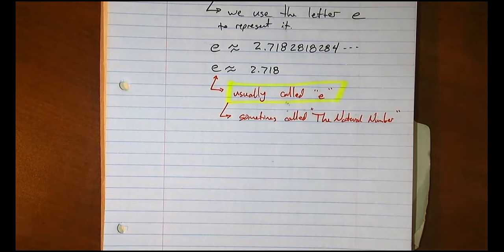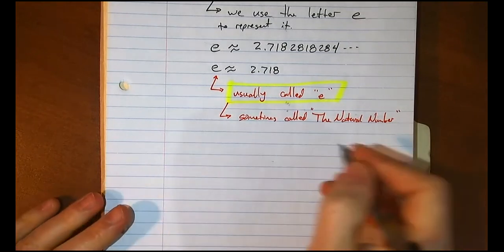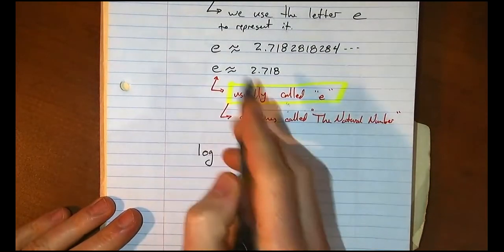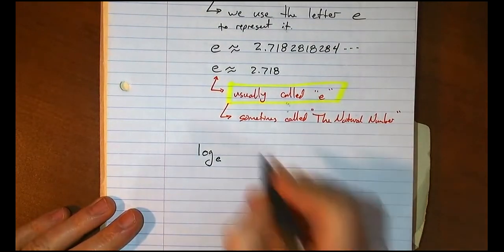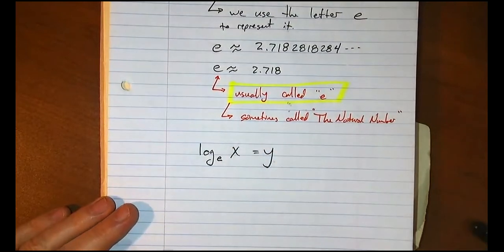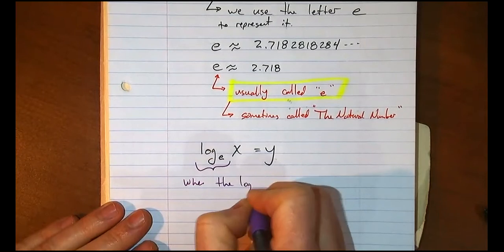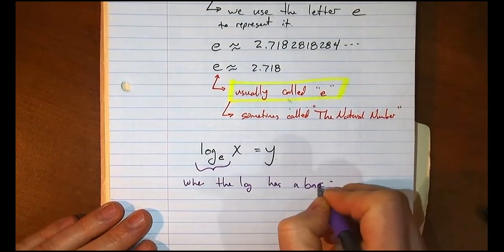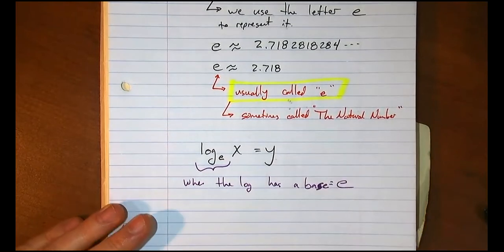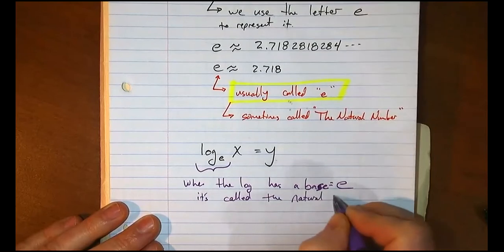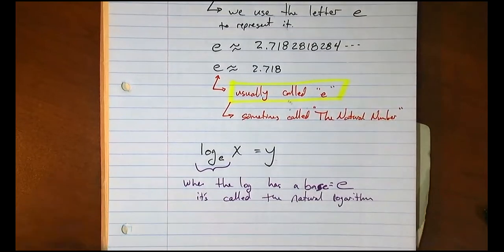Now, the reason why we sometimes call it the natural number, I'm going to skip ahead for just a second to our learning objective number 4, which was on shorthand notation for logarithms, okay? Because sometimes it's called the natural number. And the reason for that is because in shorthand notation, if I put E as the base of my logarithm, and again, it doesn't matter what X and Y are, I'm just focusing on this right here. When the logarithm has a base equal to E, it's called the natural logarithm. Okay, the natural log, the natural log.